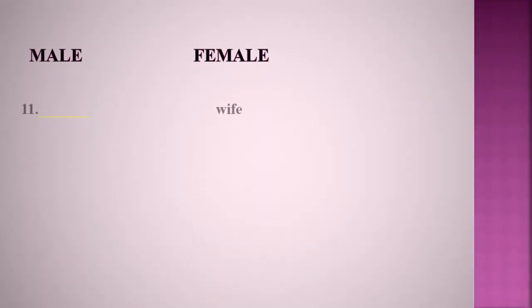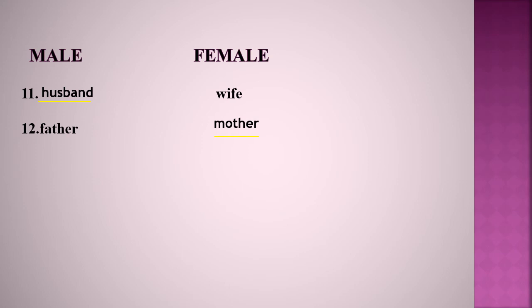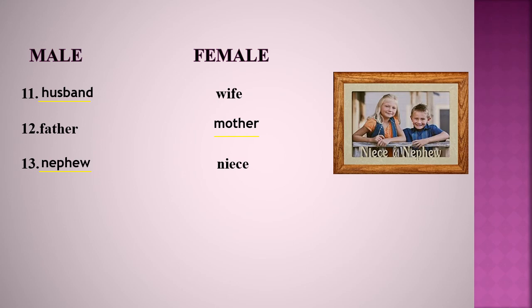Number 11, female wife is given. You have to write its male. Husband. Number 12, father, mother. 13, niece, female is given. You have to write its male. Nephew. Nephew and niece mean bhatija or bhatiji. 14, actor, actress. 15, goddess, female is given and you have to write its male. God. God and goddess mean devta or devi.